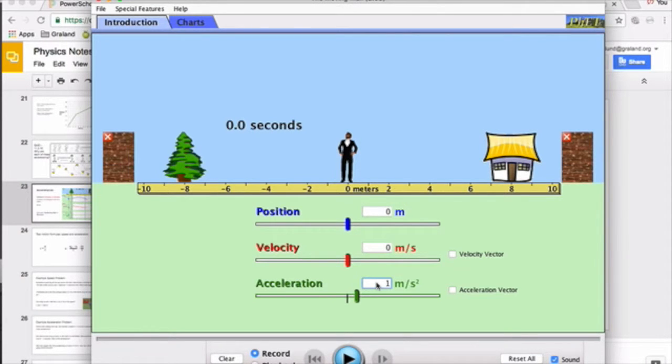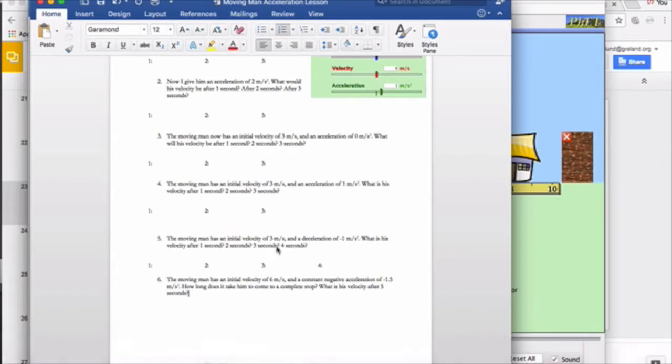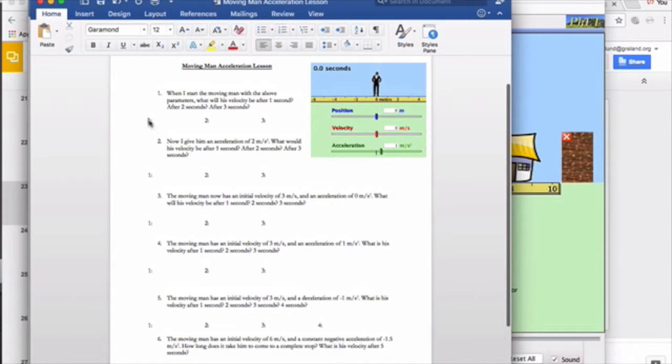So the first scenario on this sheet here, which I attached to the email: if I start the moving man with the above parameters, that's at 0 meters, a velocity of 0, and an acceleration of 1, what will their velocity be after 1 second, or after 2 seconds, or after 3 seconds? You can go ahead and fill this in right now if you want. Maybe pause the video and think about that.